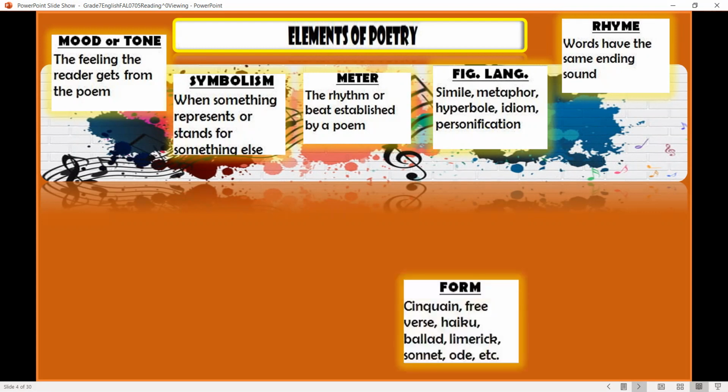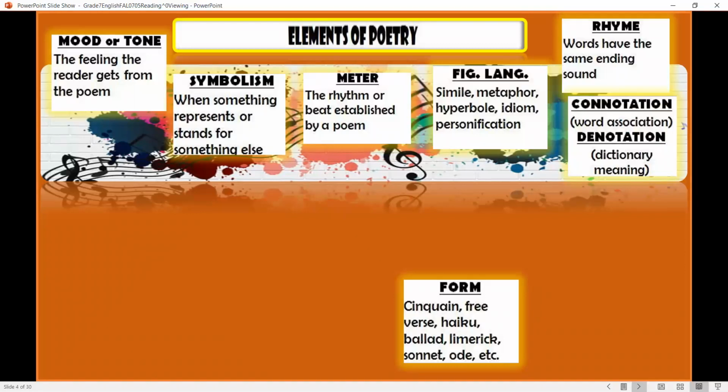We also have form. For example, are you going to do a cinquain poem, or a free verse, or a haiku, or a ballad, or a limerick, or a sonnet, or an ode? I think I do have this on my slide further on down that we can go into. Free verse we did touch on yesterday, it is when there is no rhyming. A ballad is like a song, but it's a poem. I think you might have done haiku and limerick in class already.